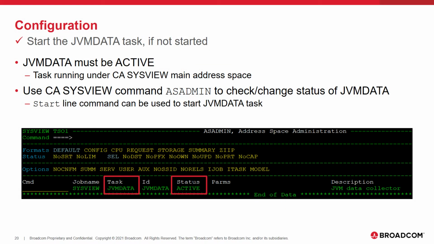Because we are using our JVM data collector agent technology, the JVM data task must be active under the main SYSVIEW address space. You can use the ASAdmin display within SYSVIEW to check the status of the JVM data task. If the task is not active, you can use the start line command to start the JVM data task.